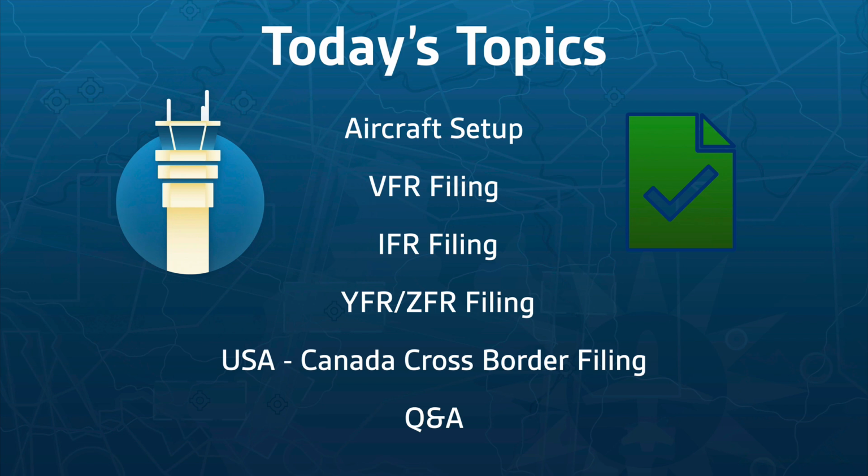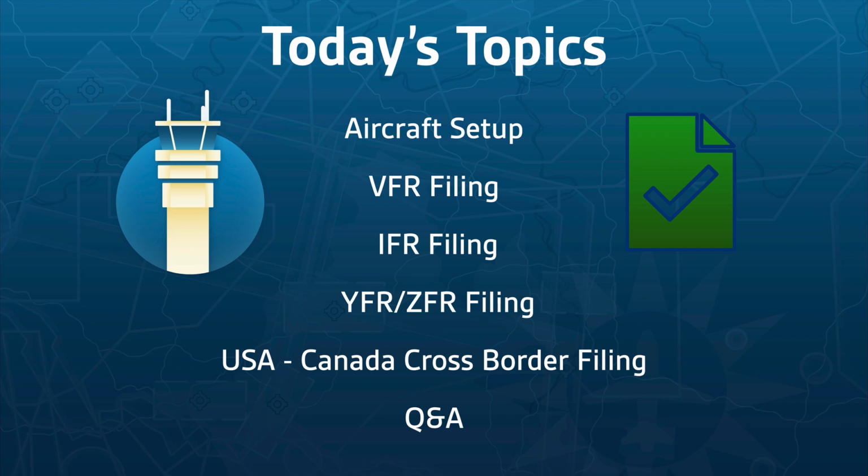We'll then get into specifically VFR filing capabilities, IFR filing, and what some might consider some lesser known filing types, the Y and Z type, where you transition from an IFR flight plan to a VFR flight plan or vice versa. We'll then take a look at some cross-border flying, the US to Canada and the other way as well. And we'll end the session with some questions and answers. We hope to answer as many of those as we possibly can.